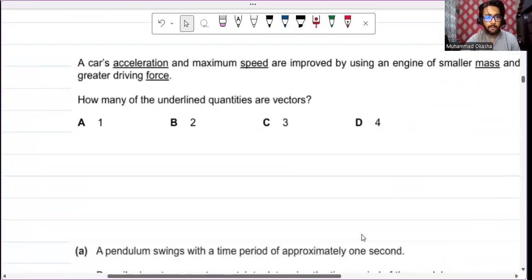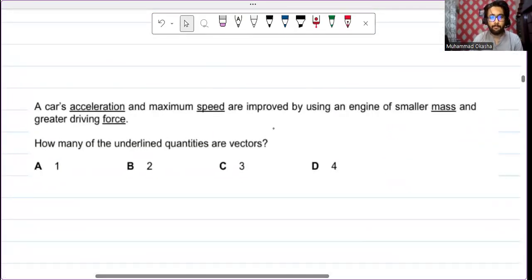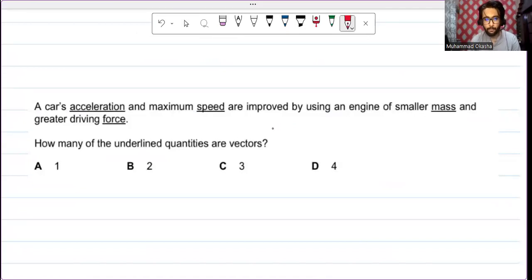A car's acceleration and maximum speed are improved by using an engine of a smaller mass and greater driving force. How many of the underlying quantities are vectors? Well, acceleration is a vector quantity, speed is a scalar quantity, mass is a scalar quantity, and force is a vector quantity. How many of them are vectors? Two vector quantities.